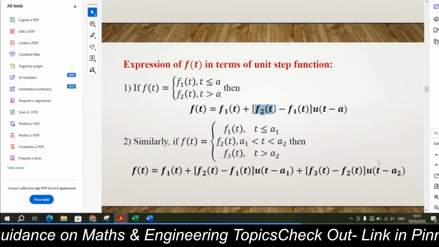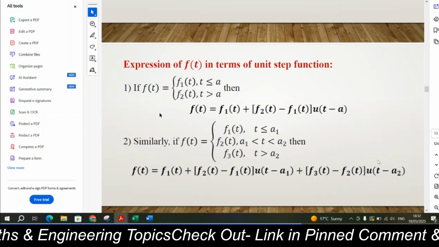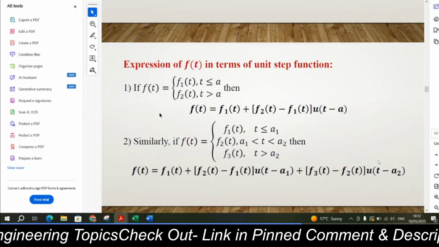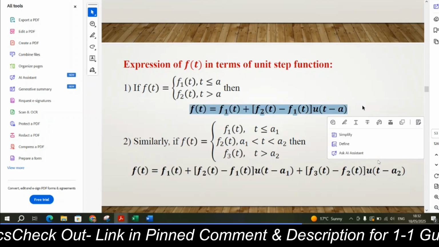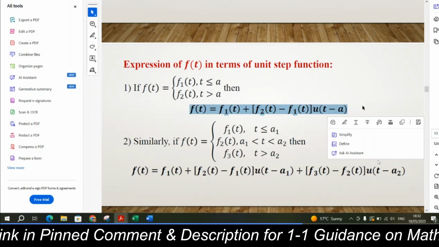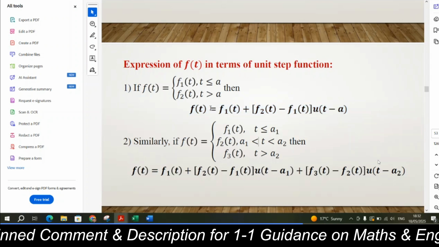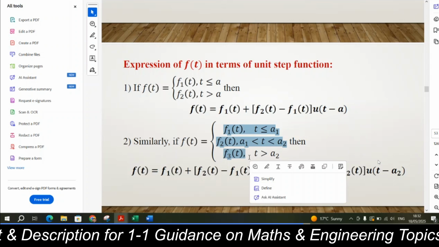The Heaviside function becomes 1, which means it becomes this plus this minus this, and the first term and the last term will get cancelled. And for t greater than a, it becomes only f2(t), which is what you have over here. So you understand that the function which is mentioned in the question will never be in this form.